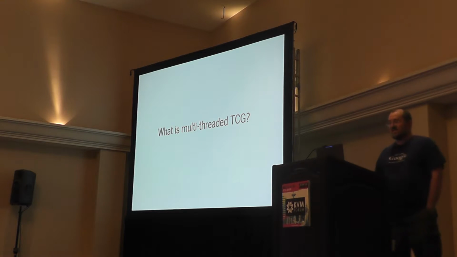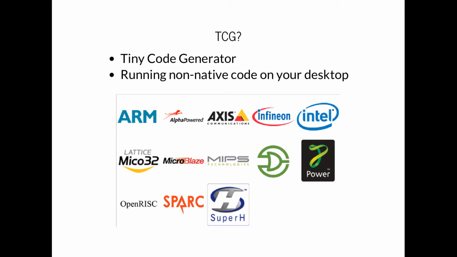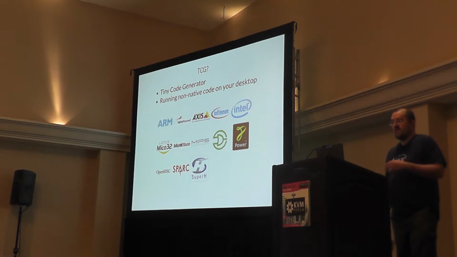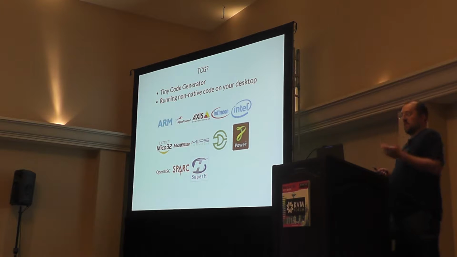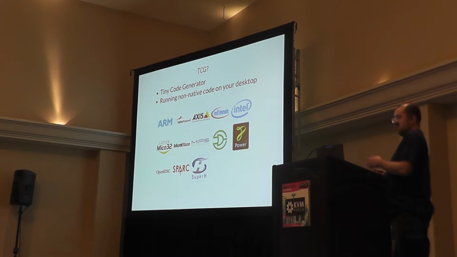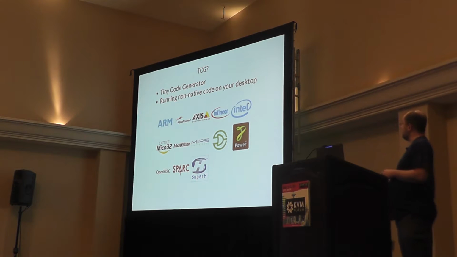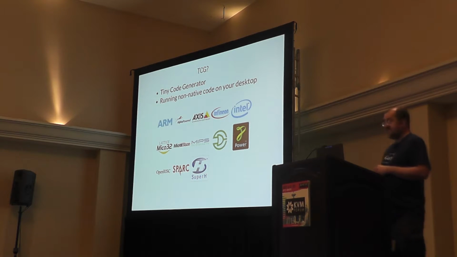So let's just start by defining what we mean by multi-threaded TCG, in case anyone's not familiar. TCG simply stands for the Tiny Code Generator, and it's often used as a shorthand for whenever you're using QEMU as a cross-processor virtualizer. So basically running code for one instruction set on a machine that supports another. Currently QEMU supports around 16 families of processors, some of which I've put up there.